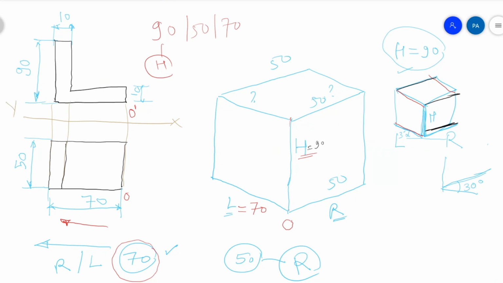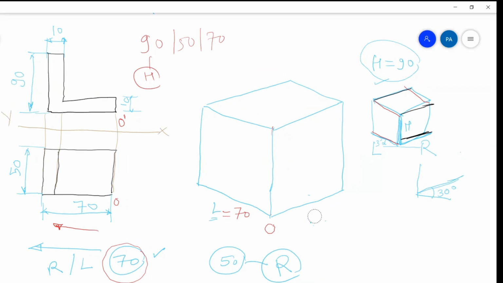now in this box, what we have to do, we have to fit these views so that we can get the isometric view. So I will give these dimensions to this box, so that it will be here for your reference: H is equal to 90, R is equal to 50, and L is equal to 70. Look at this view. This is O. This is front view, this is top view.